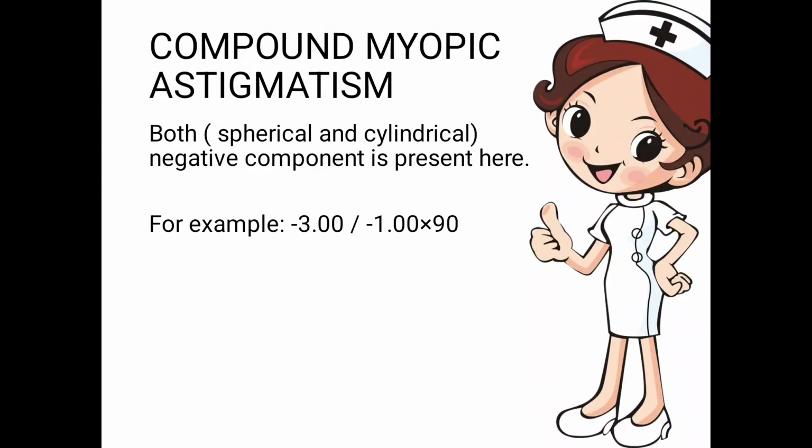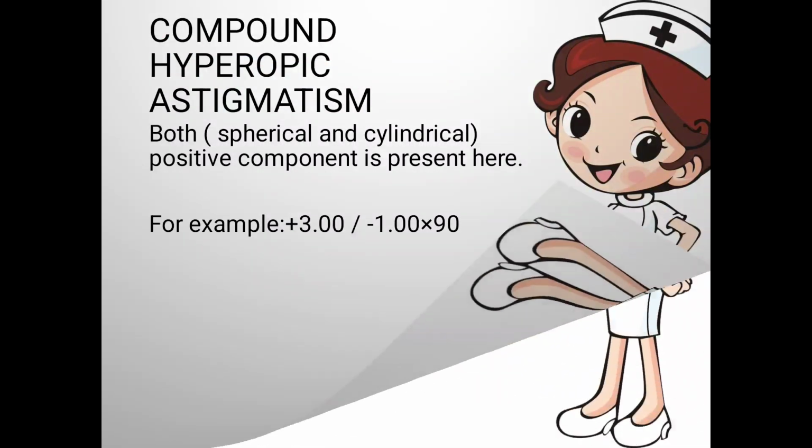Next one, compound myopic astigmatism. In compound myopic astigmatism, both components are present, cylindrical as well as spherical. Compound means both are present, spherical as well as cylindrical. Myopic means both are in the minus. So as you see in the example, -3 with -1 at 90 degrees, both are present but always in minus. So that's why it is a compound myopic astigmatism.